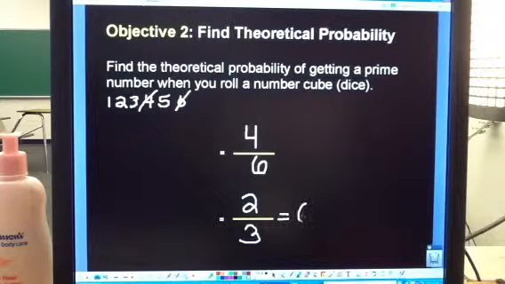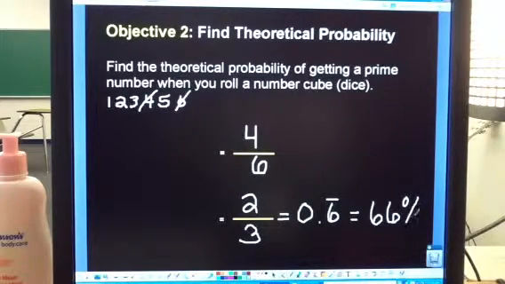yeah, sure, when we round this, we get 0.66666, right? So 0.6 repeating. Or we can write this as a percent. This is just 66%, right? Or 66.6 repeating if we wanted to be really, really thorough.